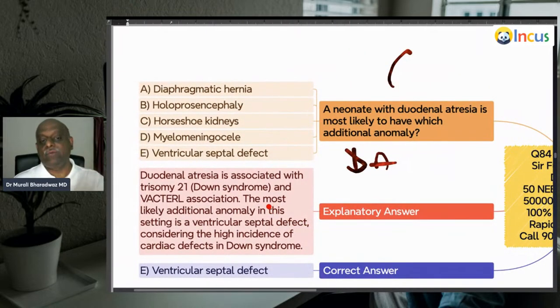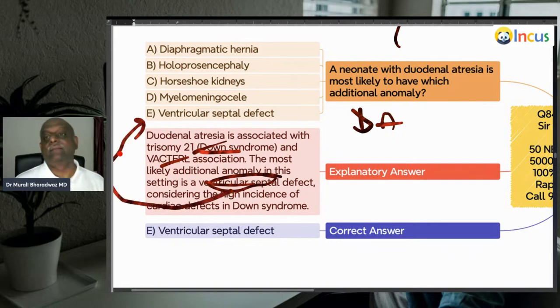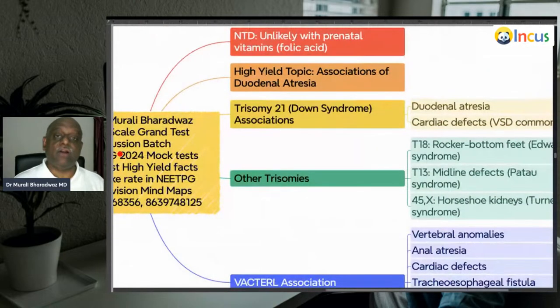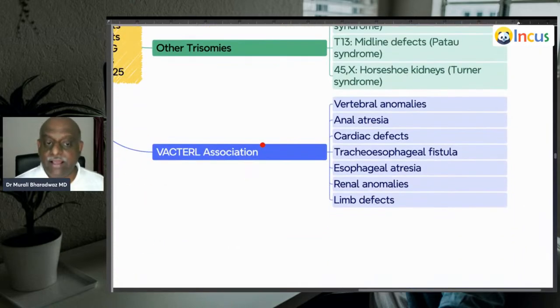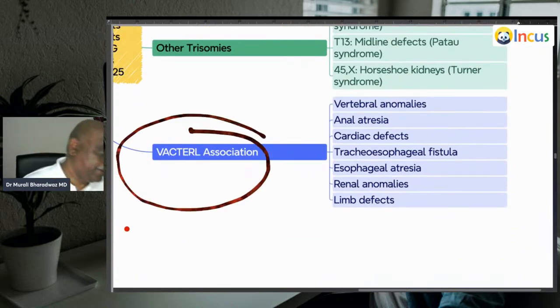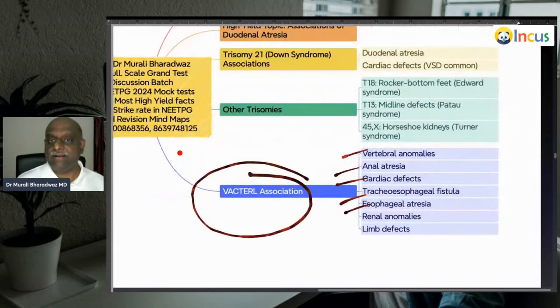A neonate with duodenal atresia. What will he have? Duodenal atresia can be associated with Down syndrome or VACTERL. Whenever it is associated with Down syndrome, there may be a VSD, because of the VSD. That's the reason duodenal atresia and VSD are often associated with each other. So what is the VACTERL association, doctor? Don't forget this, one of the favorite questions of the examiner. Vertebral anomalies, anal atresia, cardiac defects, tracheoesophageal fistula, esophageal atresia, renal anomalies, and limb defects. This combination is called VACTERL.